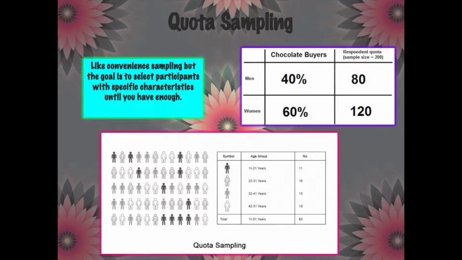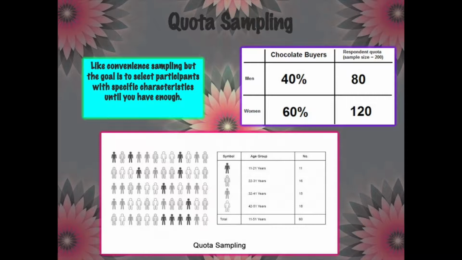So the next non-probability sampling method we're going to discuss is called quota sampling, and it's like convenience sampling, but the goal is to select participants with specific characteristics until you have enough people to create your sample. And some examples of variables that we have used quota sampling to measure are socioeconomic status, race, age.